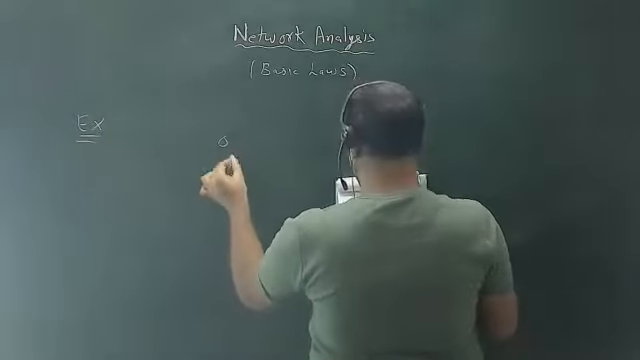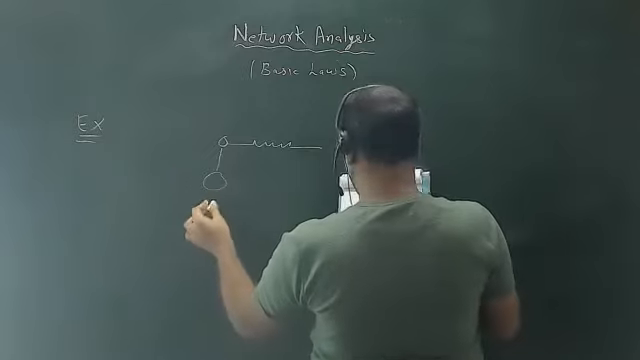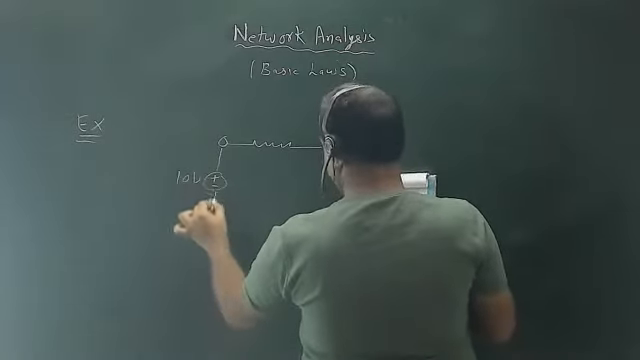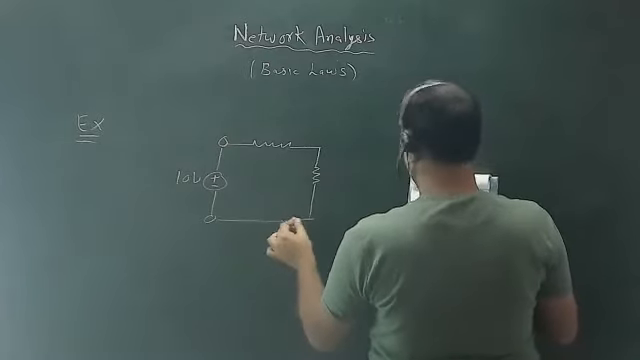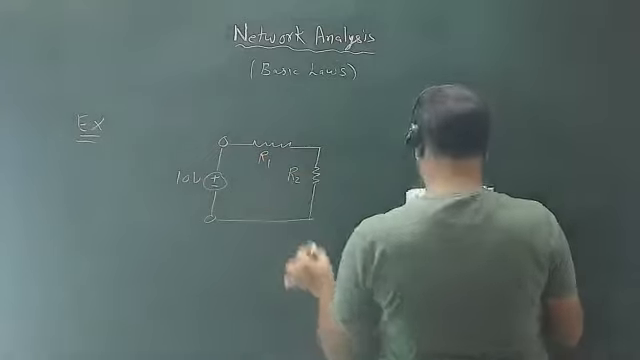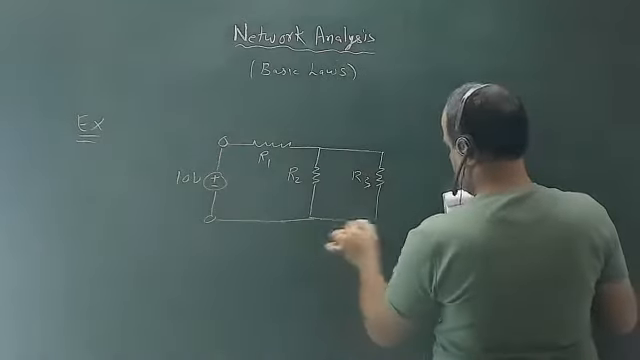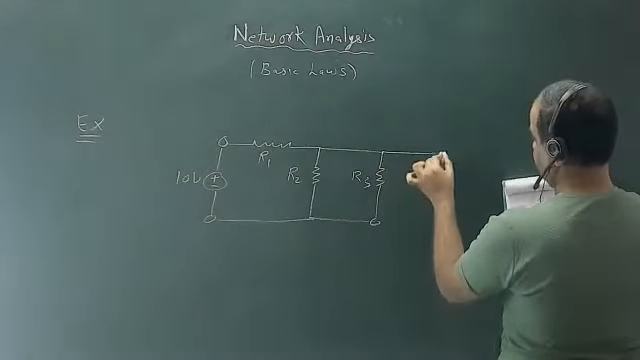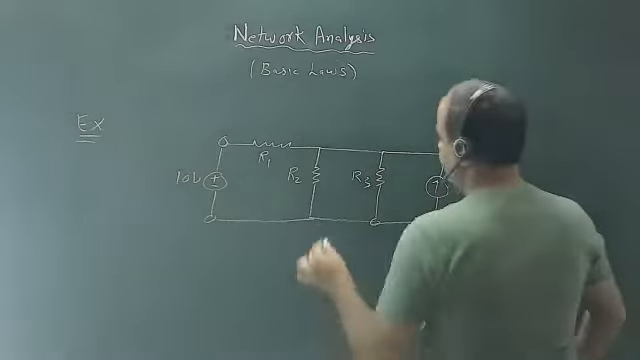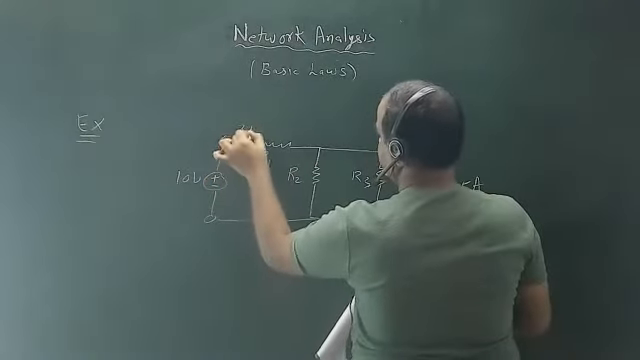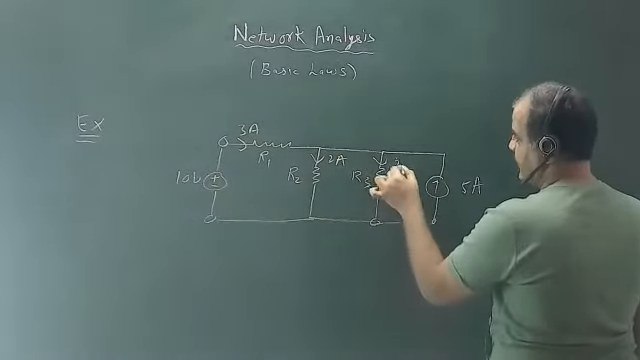So I have given one circuit. This is plus minus 10 volt. I have one more resistance here. This is R1, this is R2, and this is R3, and this is a resistance. This is 5 amp current, this is 3 ampere current, this is 2 ampere current, and we have to calculate the current in this R3.